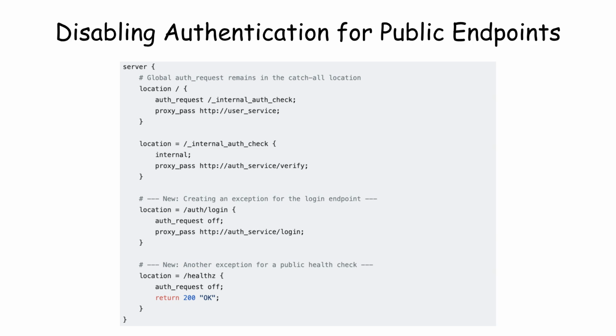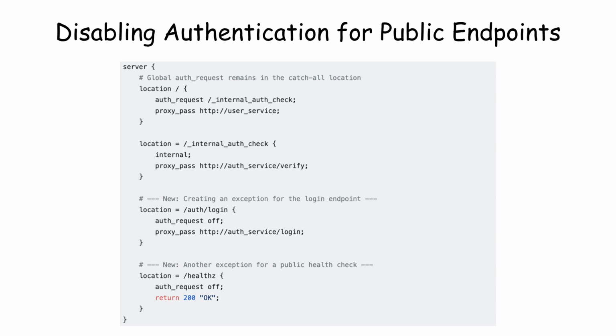You'll always have public endpoints, such as a login page, a password reset handler, API documentation, or a health check. Our current gateway is too restrictive. It protects everything. We now need to create specific exceptions, or pinholes, in our security layer. The solution lies in NGINX's location matching priority. NGINX checks for an exact match, specified with an equal sign, before it considers more general prefix matches. We can leverage this by adding new, highly specific location blocks for each public endpoint we need.